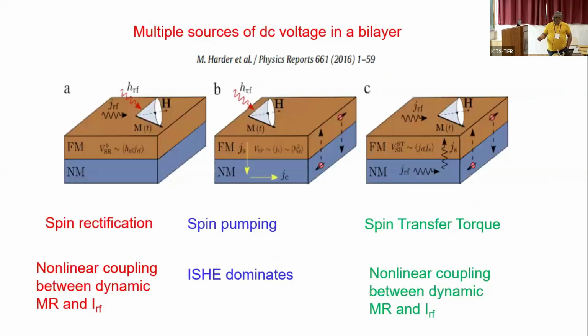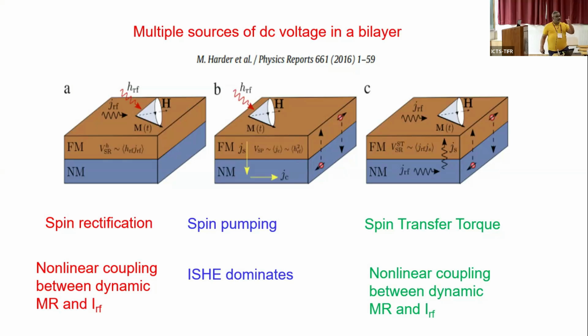But what we measure in our case is not the DC voltage, because the DC voltage that they measure actually has many contributions, which include the spin rectification, which comes from nonlinear coupling between the magnetoresistance and the RF current, and then the inverse spin-Hall effect and the spin transfer effect. So one has to do a very careful experiment to distinguish where exactly this DC voltage comes from.